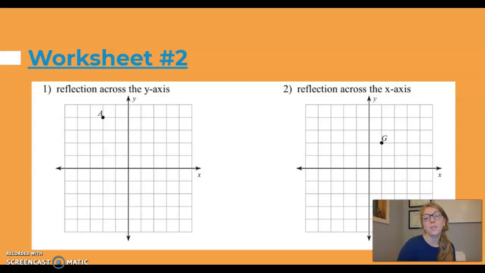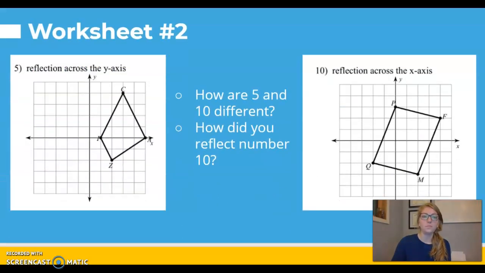So numbers 1 and 2, we're only reflecting points, and we're reflecting them over the y or x axis. So for number 1, the y axis, A is 2 units away from the y-axis, so A prime is also going to be 2 units away, just on the opposite side. And let me switch to purple so that it's a little bit easier to see. For number 2, we're reflecting over the x-axis, so G is 2 units away. G prime is also going to be 2 units away. So remember that this is our x-axis and this is our y-axis, okay?